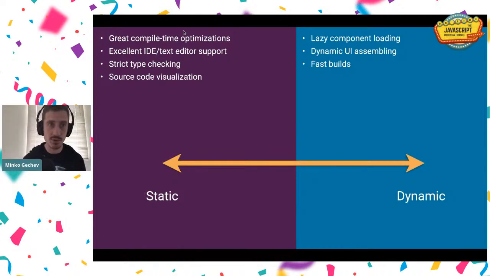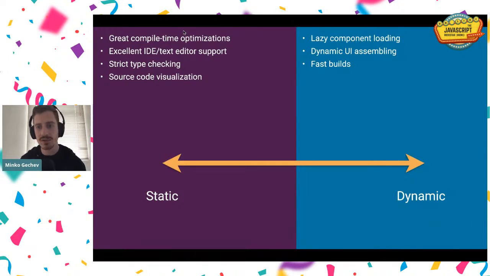If we have a static system, we have great compile time optimizations because the compiler is able to read our source code and analyze it much simpler. There are fewer runtime dependencies. We have excellent IDE and text editor support thanks to the same reasons. We can just look at the source code, and from there, we can extract all the different auto-completion suggestions, let's say. Stricter type checking is another property of static systems, and we can even visualize the source code. We can just look at the source code and statically, without running the application, figure out what are the individual components of this code base and visualize them with their relations across each other.